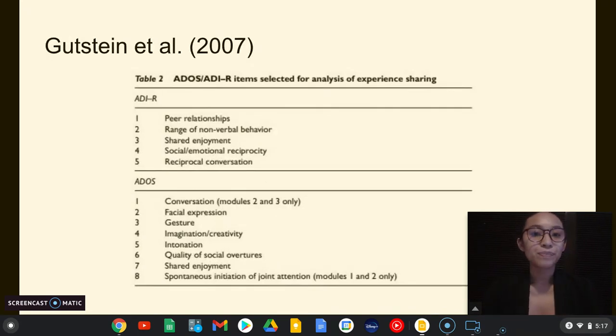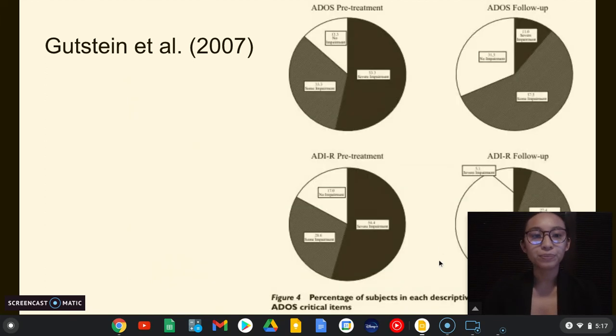So in the study, there were critical items that were selected from both the ADIR and the ADOS. As you can see, they all relate to social skills and emotional skills as well. There are peer relationships, range of nonverbal behavior, to name a few: conversation, facial expression, imaginary and creativity, spontaneous initiation of joint attention, shared enjoyment, to name a few.